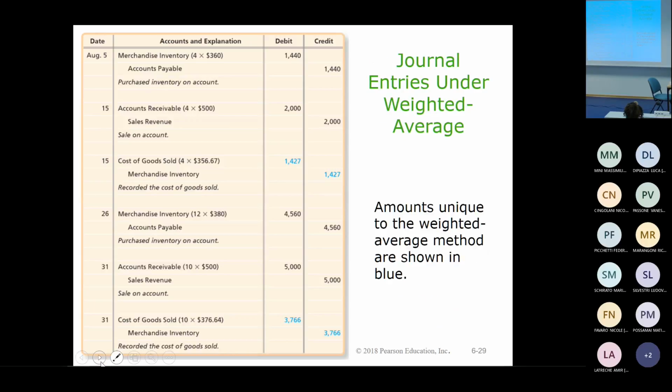However, the entries are the same. So the only thing that changes is the amounts. But the entries once again are really unchanged. Among the three methods, there's no change in the journal entries, just in the amounts.